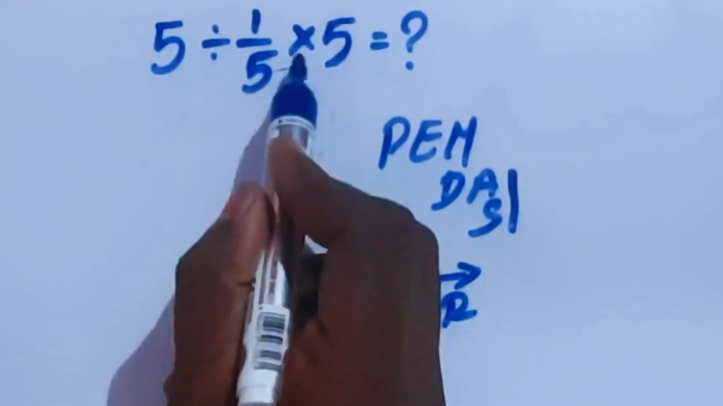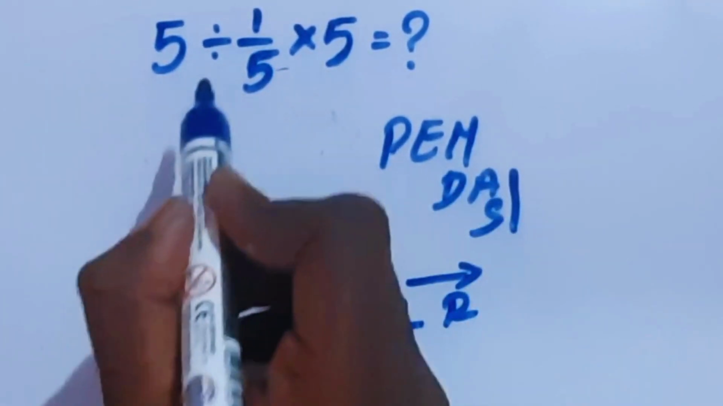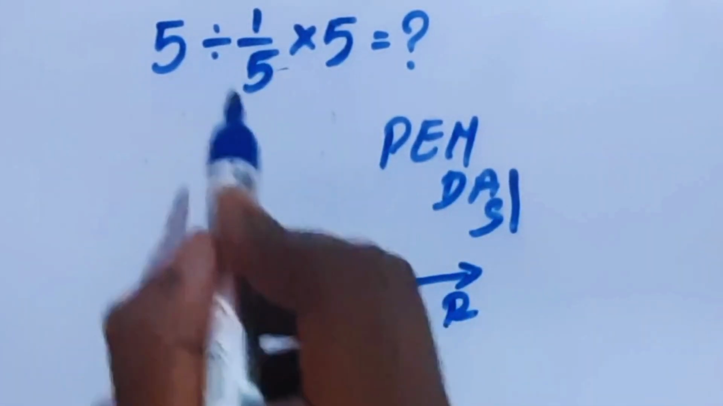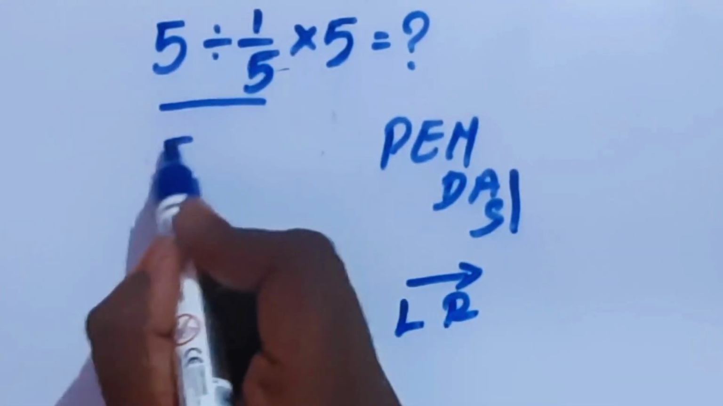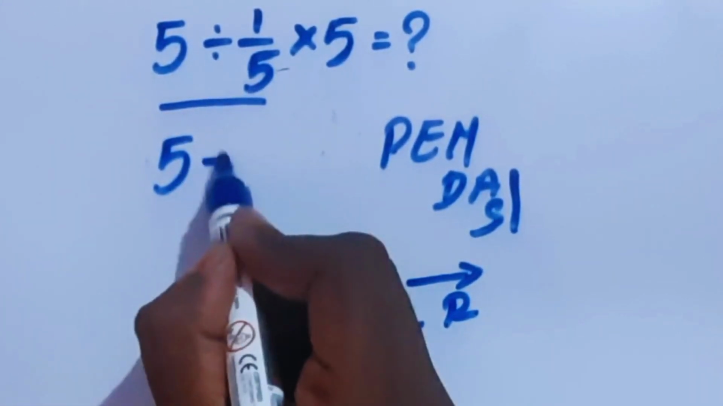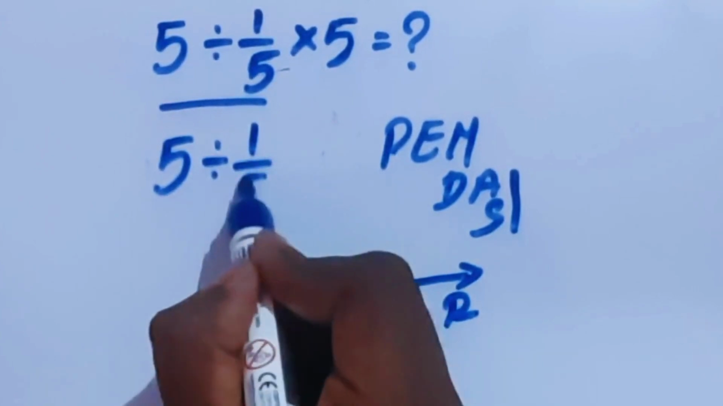Now here division and multiplication are both equal priority. We have to follow left to right, so left to right is this division: 5 divided by 1 by 5.